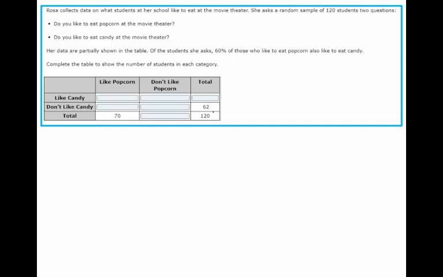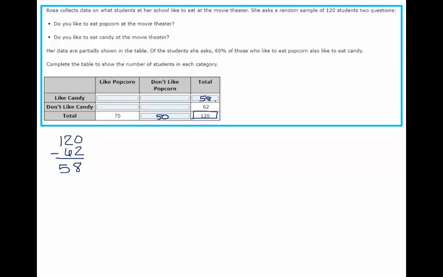If this is the total of students, and you know that 70 of them like popcorn, that leaves 50 that don't like popcorn, because 70 and 50 add up to 120. So you could always think 120 minus 70. Then we could also figure out the total that like candy, because if there's 120 total and we know that 62 don't like candy, then that's going to tell us what we have left, which is 58. So this number would be a 58 right here.